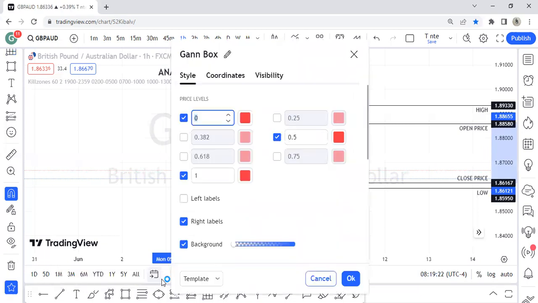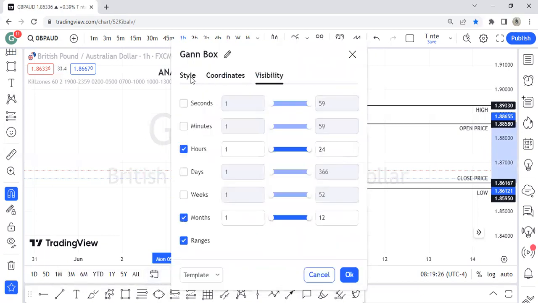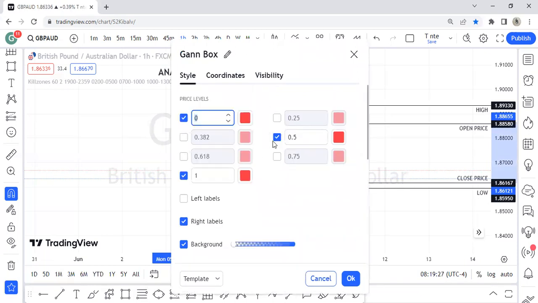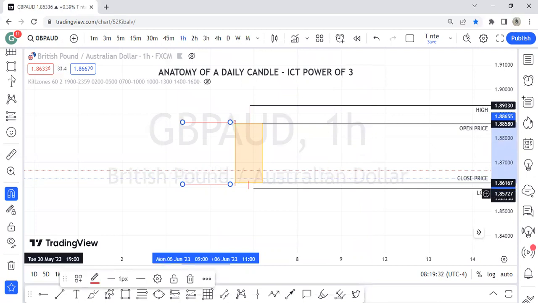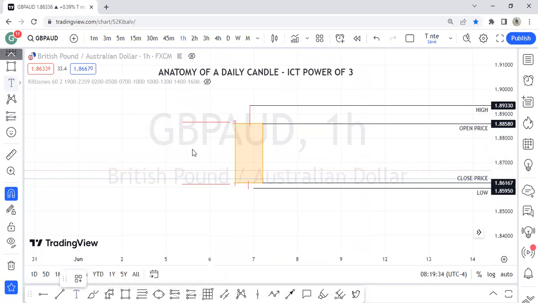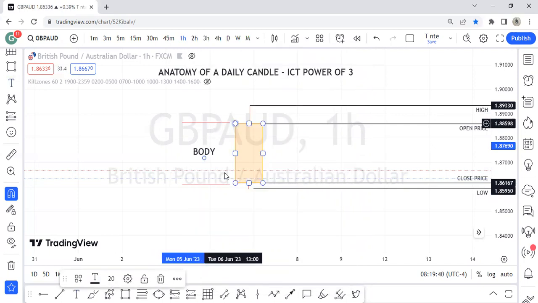So let's put in text. Can you take out the 50% and then label the body? All right, I want you guys to really get this, so I'm labeling it slowly. This is the body of the candle between the open and the close price of the candle. Now, what does this signify?